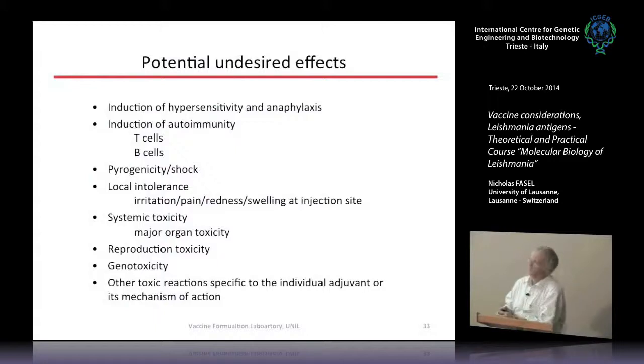The problems you could have with adjuvants are hypersensitivity and induction of autoimmunity. You can have fever and local intolerance. I think you always know, sometimes when you have been vaccinated, it hurts: irritation, pain, redness. This is due to inflammation. Also systemic toxicity, reproduction toxicity, genotoxicity, and everything which can relate to a specific person. There is no relation between adjuvants and autism, okay, or between vaccination and autism, or alum and a specific disease, okay? I think we should really stress that point.